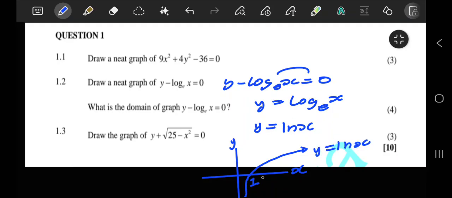This graph does not touch the y-axis. That means the domain of this graph simply must be x. It won't touch here. It starts from there and goes in that direction like that. So that means x is what? x is greater than 0. It will always be x greater than 0. That is our domain. The domain will be x is greater than 0.